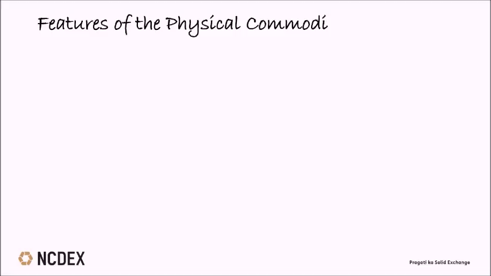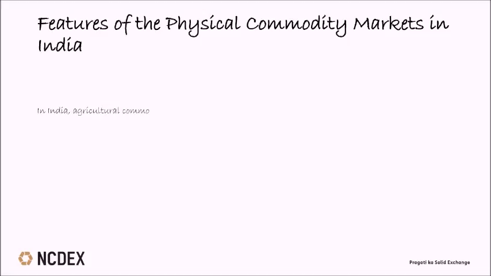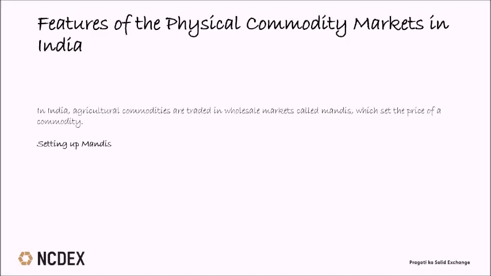Now let's understand features of the physical commodity markets in India. In India, agricultural commodities are traded in wholesale markets called mandis, which set the price of a commodity. Setting up mandis. Mandis can be set up only with the permission of the respective state government.